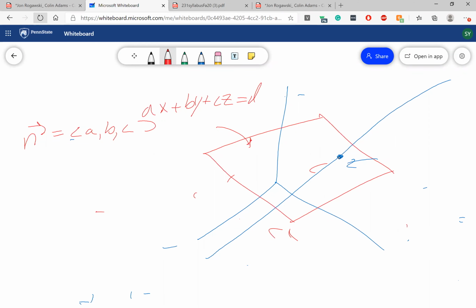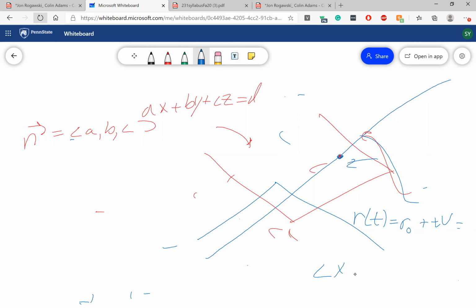Now, in order to find this point over here, the point where the line and the plane intersect, what I can do is first look at the equation of the line. So every line has the equation r of t is equal to, let's say, r0 plus tv. And this is equal to some vector x of t, y of t, z of t.